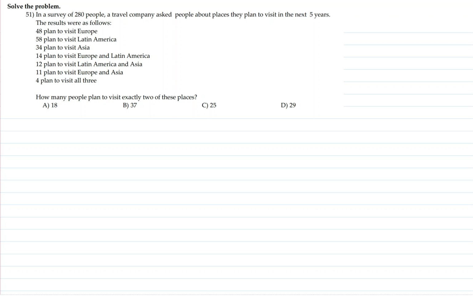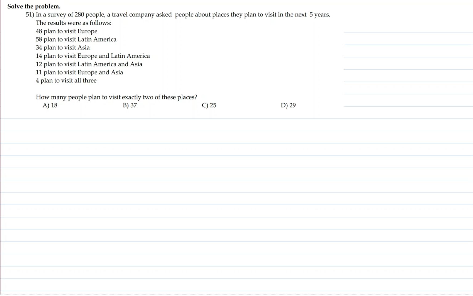Okay, now we have a survey problem. In a survey of 280 people, a travel company asked people about places they plan to visit in the next 5 years. The results were as follows: 48 plan to visit Europe, 58 plan to visit Latin America, 34 plan to visit Asia, 14 plan to visit Europe and Latin America, 12 plan to visit Latin America and Asia, 11 plan to visit Europe and Asia, and 4 plan to visit all three. How many people plan to visit exactly 2 of these places?